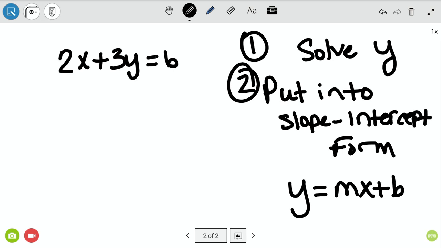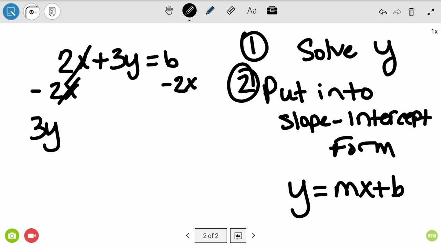So if you're given instructions on a jump start or on a homework assignment or on a quiz and it just says solve for y, you know it means y equals mx plus b. If it says put in slope-intercept form, y equals mx plus b. So for our jump start today, right, we subtracted 2x and we subtracted 2x.